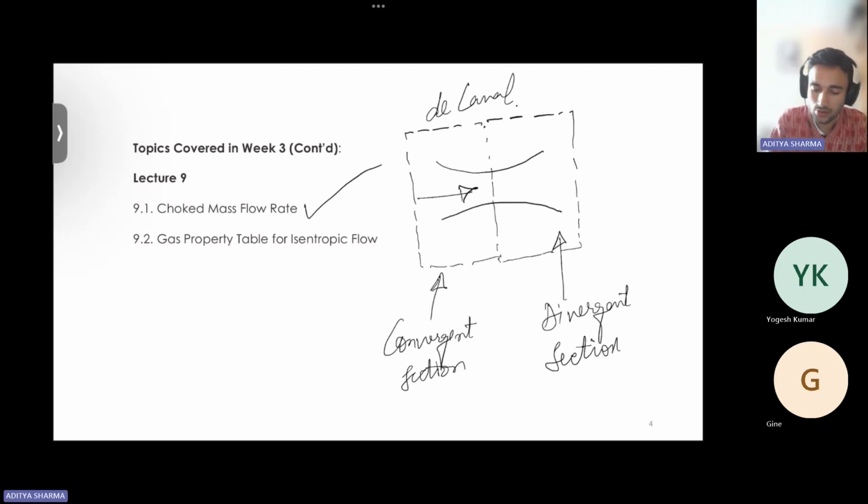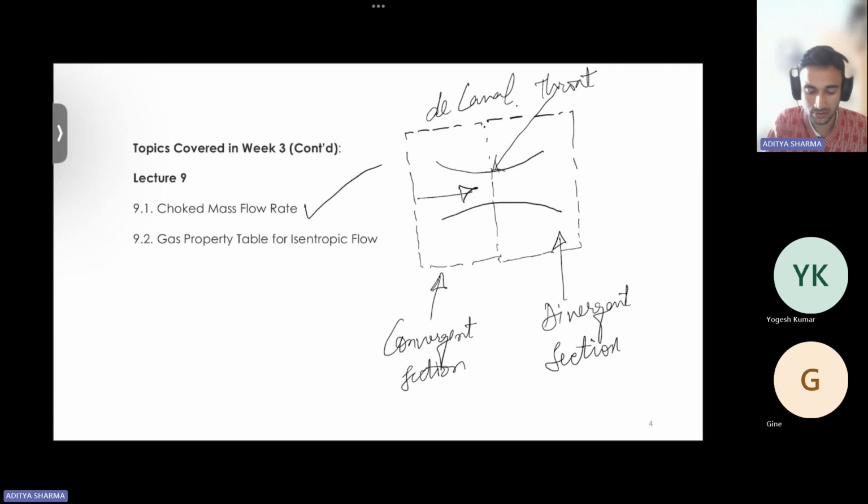Basically, at choked condition, this throat of the nozzle gets choked. This is very clear from the fact that if something is choked, then the mass flow rate in that duct cannot be increased further. So the choked condition corresponds to the maximum mass flow rate that this duct can give out.